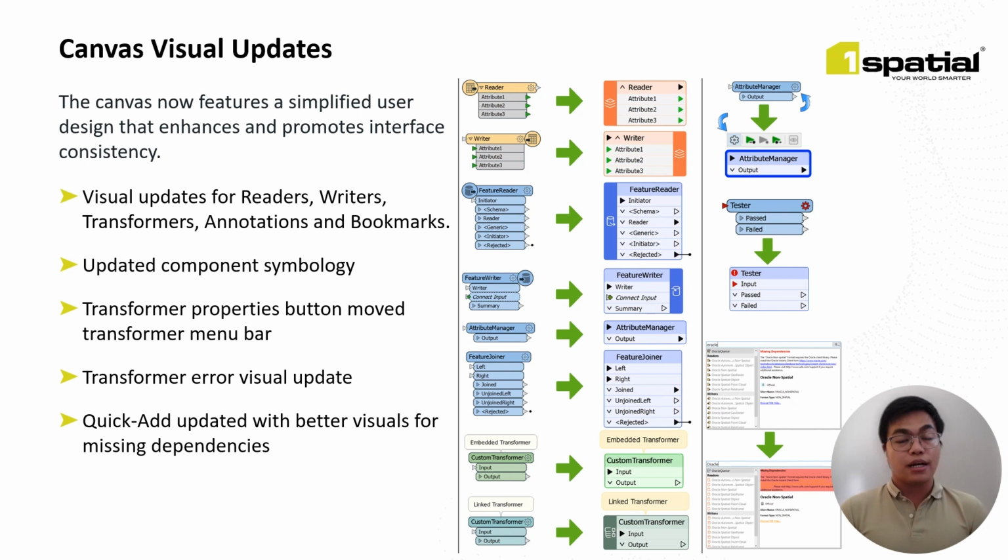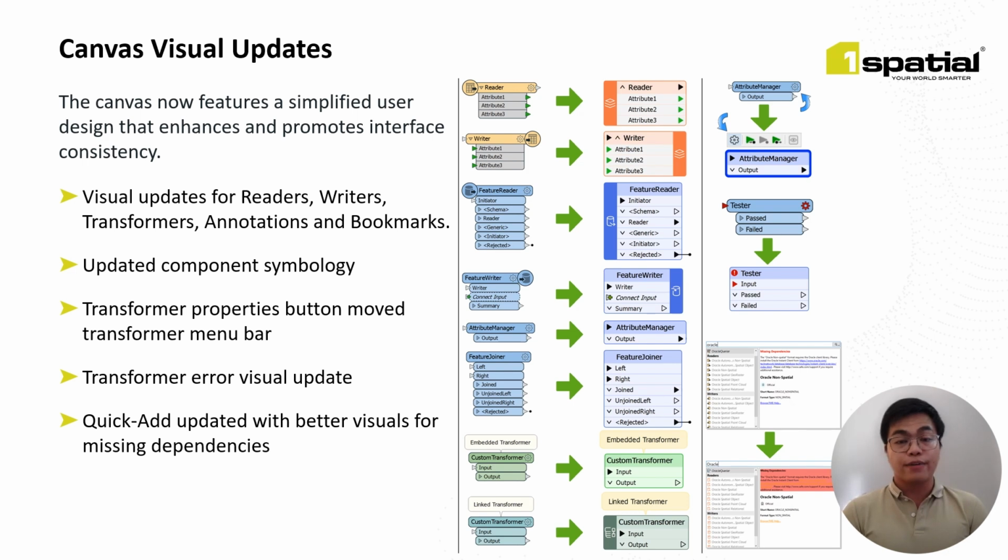For the first interface improvement, we have the canvas visual updates. As you can see in the image, we have a much cleaner look of the canvas. The image on the right shows the updates. For example, readers and writers are updated as well as transformers. Transformer properties move to the transformer menu bar together with the run buttons and inspect buttons. As you can see in the upper right part of the image, in the attribute manager, the transformer properties is included in the transformer menu bar together with the other buttons.